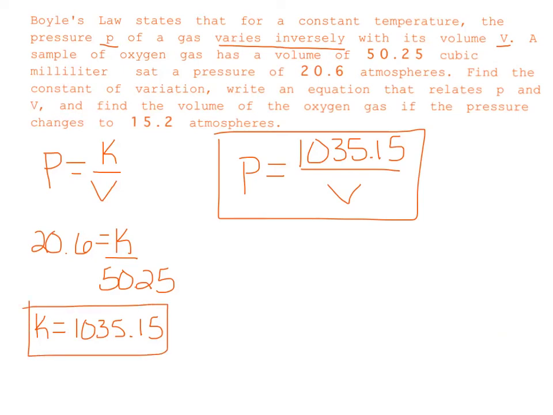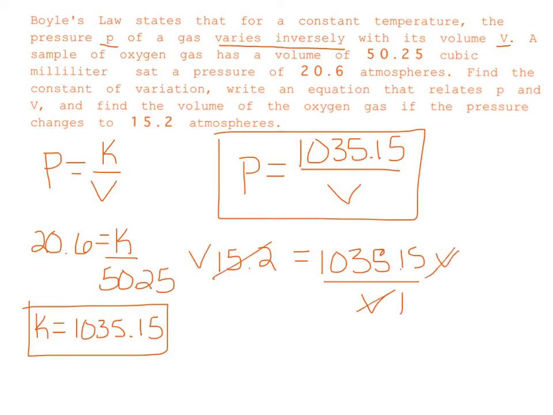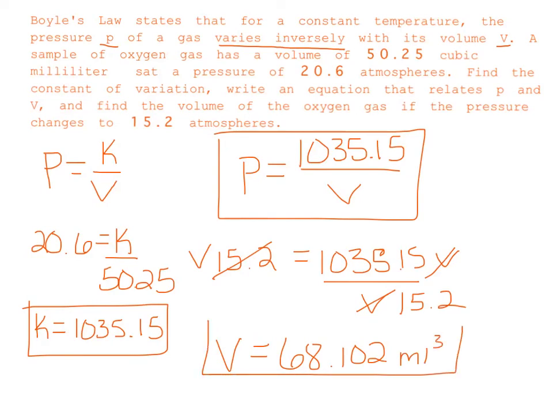And find the volume if the pressure changes to 15.2. So now I'm going to plug a 15.2 in here for the pressure. 15.2 equals 1035.15 divided by the volume. So if I multiply both sides by the volume and then divide both sides by 15.2, I would have a volume of 68.102 cubic milliliters. And that's the three things they asked for, so we have answered the question.